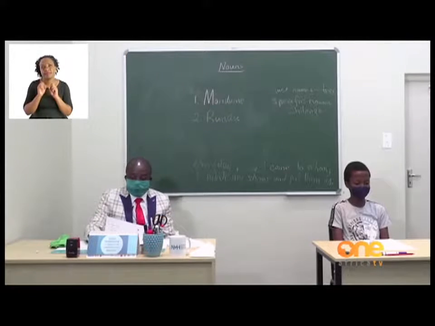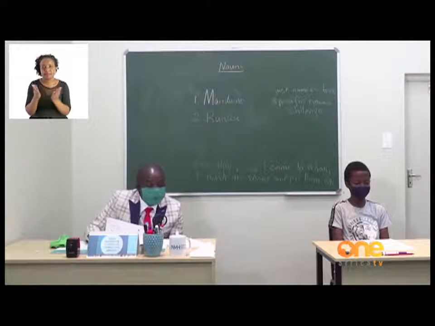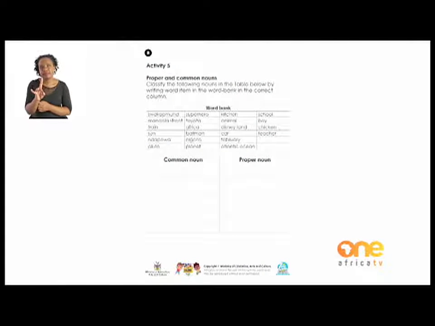Right, let's open on page 8, where we have activity 5. Proper and common nouns. Classify the following nouns in the table below by writing each item in the word bank in the correct column. Let me read again. Classify the following nouns in the table below by writing each item in the word bank in the correct column. Right.